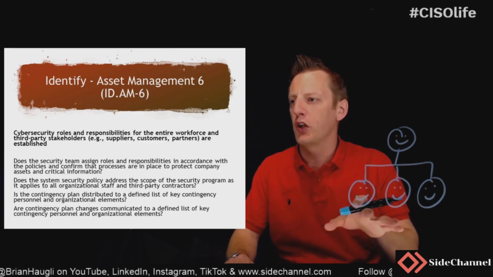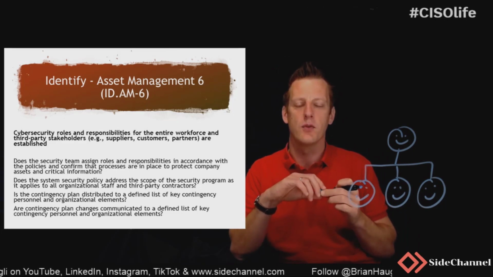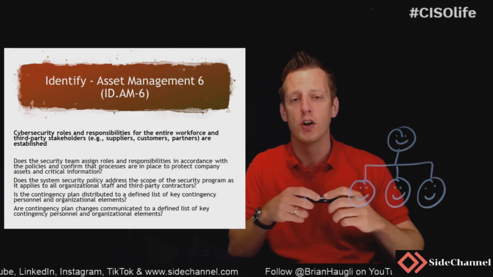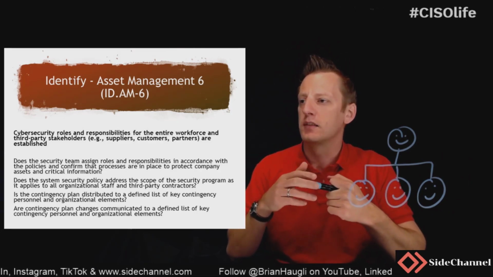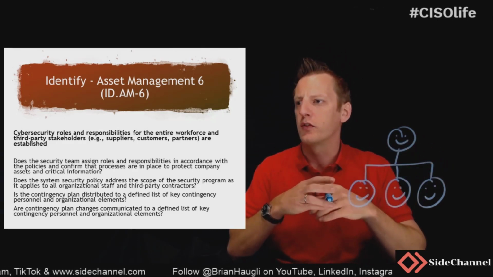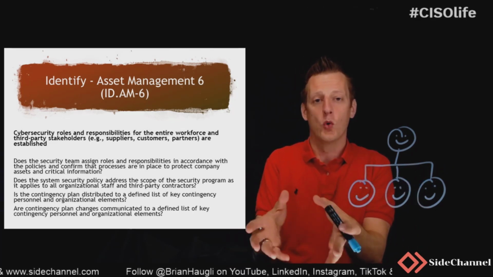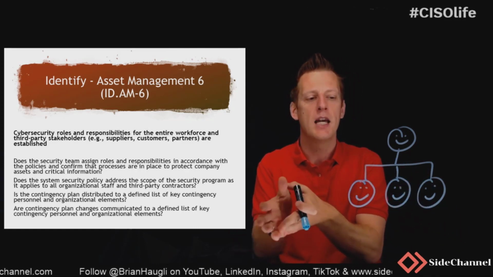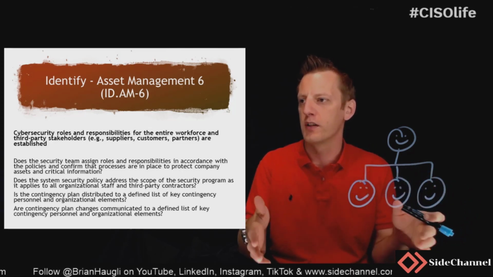But does the security team assign roles and responsibilities in accordance with the policies that are set forth in the organization? Okay. Have you actually established who's responsible for security for you, your business, your organization, whatever? Does the system security plan that you have set up for the org address the scope of the security program? I.e., does the security program only focus on corporate or the enterprise or product security, right? Is there clear defined scope as to what is the responsibility for that organization?